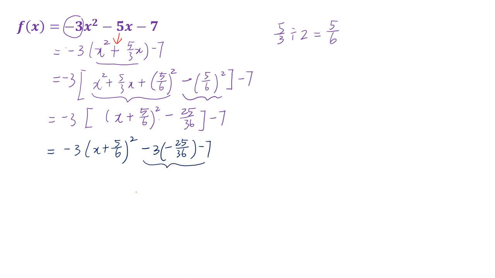In this, you can just use your calculator to help you evaluate it. And that will give you negative 59 over 12. All right, let's do the other method. So the other method, okay, we understand that after completing it, it will be in this format.